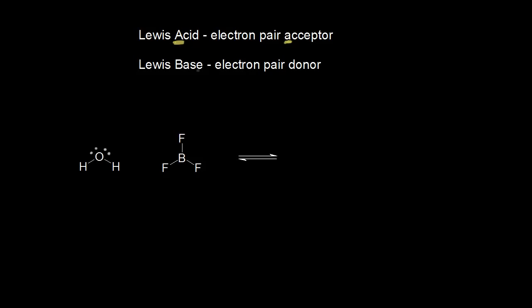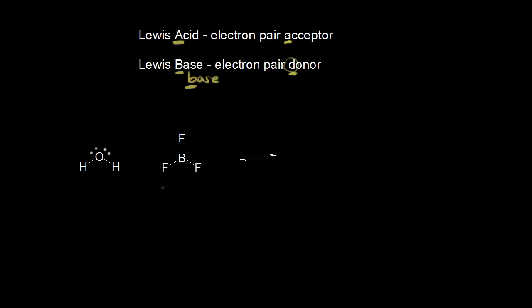And a good way to remember this is if you have Lewis base, right? So like a lowercase b for base, right? Over here, electron pair donor. If you take this b here and just flip it, right, then you would get a d. So that's a nice way to remember that a Lewis base is an electron pair donor.